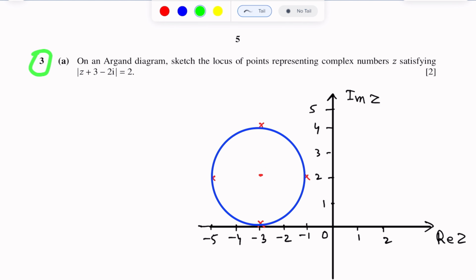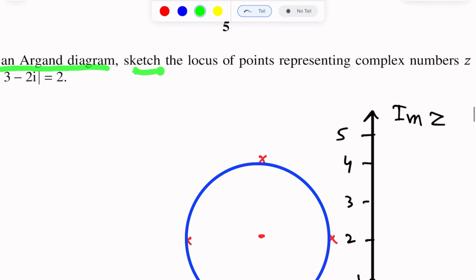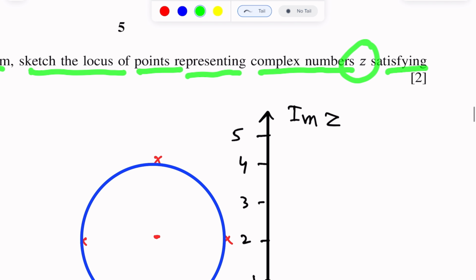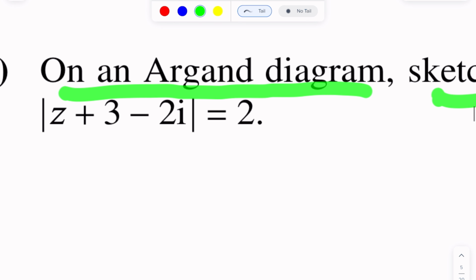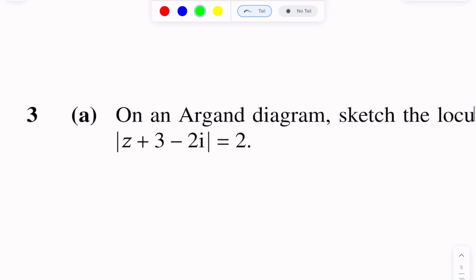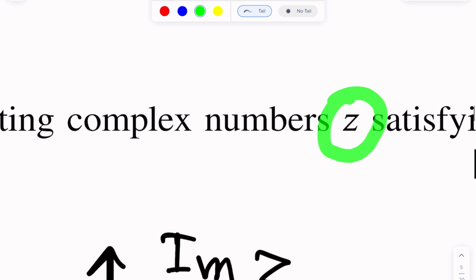Question number 3. This question is of complex numbers. Part A. On an Argand diagram, sketch the locus of the points representing complex number z satisfying modulus of z plus 3 minus 2i is equal to 2. In this question, z is a general complex number.